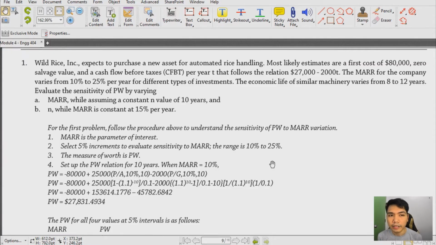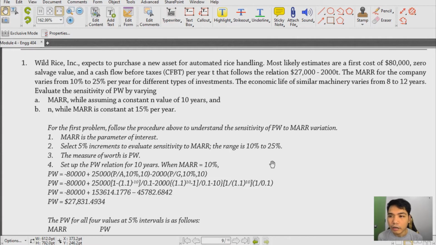While Rice Incorporated expects to purchase a new asset for automated rice handling, most likely estimates are a first cost of 80,000, zero salvage value, and a cash flow before taxes, or this is the CFBT per year T that follows the relation 27,000 minus 2,000 T. So I think this is the first time you will be using CFBT in terms of time. So sige, maya natin show kung paano siya in-interpret.